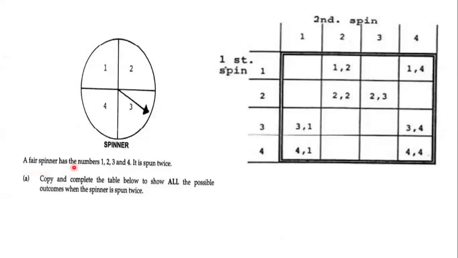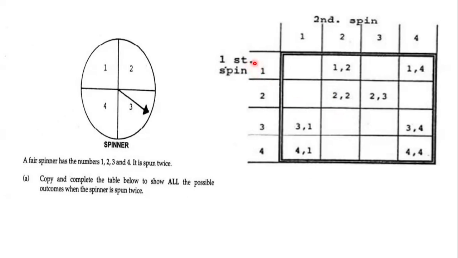A fair spinner has the numbers 1, 2, 3, and 4. It is spun twice. Copy and complete the table below to show all the possible outcomes when the spinner is spun twice. And so here is the table, and this table is given to show all of the possible outcomes when the spinner is spun twice. But the problem is this table is not complete, so we have to complete this table. But first, let's get an understanding of what's happening, like understand how to read this table.